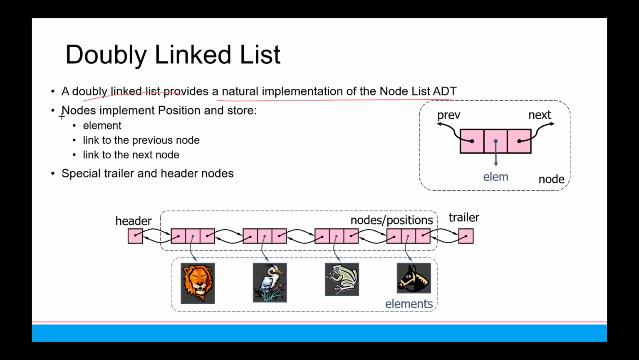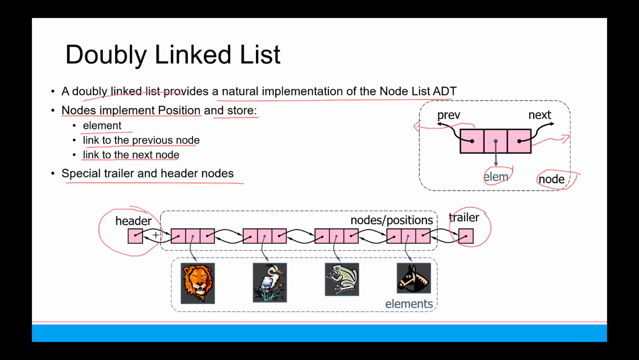So nodes implement position and store the element, and then link to the previous node and link to the next node. So this is a node and this is the element. We want to check what is the previous node and what is the next node. There are special trailer and header nodes. So there is a header and there is a trailer.